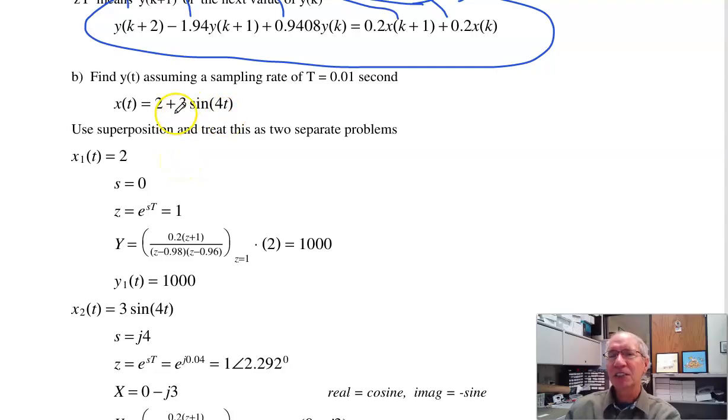If the input is a constant and a sine wave, treat that as two separate problems. At DC, s is 0, z is e to the sT, that's the conversion from s to z-plane, or 1. To find the output, I find the gain at the frequency of the input times the input, which gives 1,000.